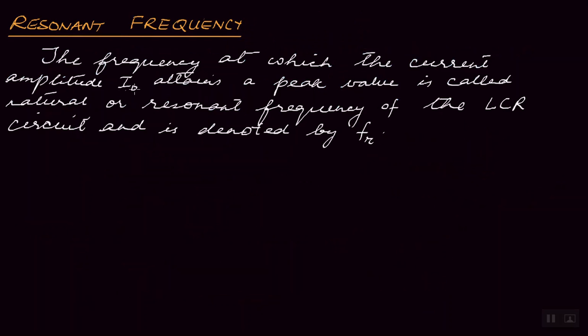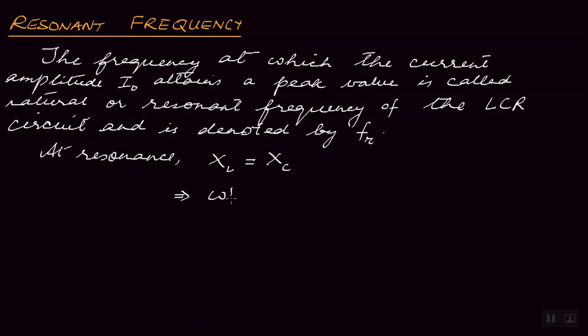Resonant frequency. The frequency at which the current amplitude I naught attains a peak value is called the natural or resonant frequency of the LCR circuit and is denoted by FR. So we have seen that at resonance, the condition is XL is equal to XC. This is the resonance condition.